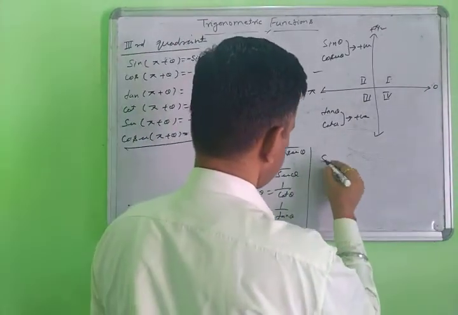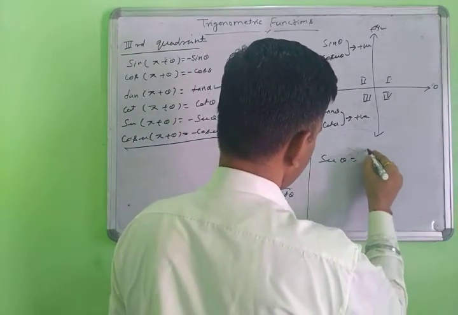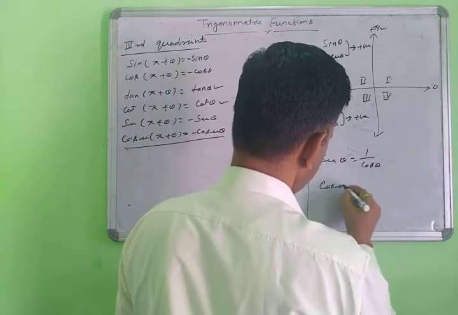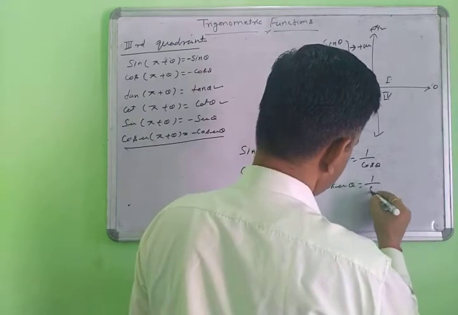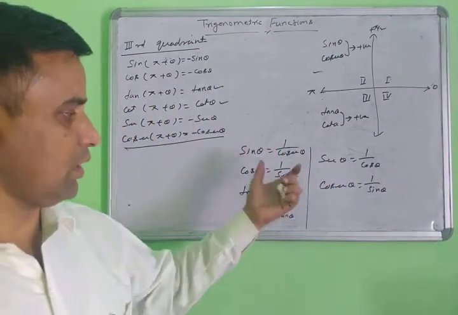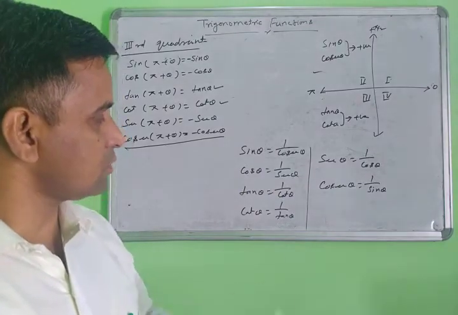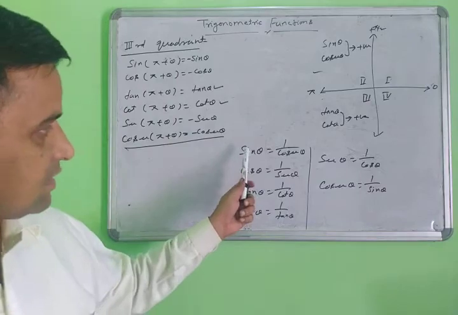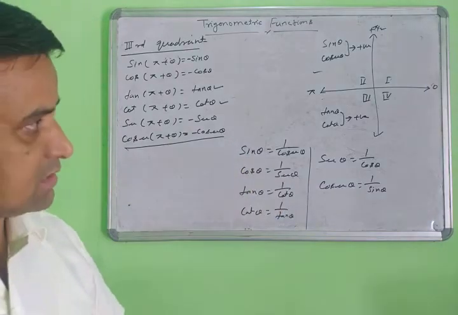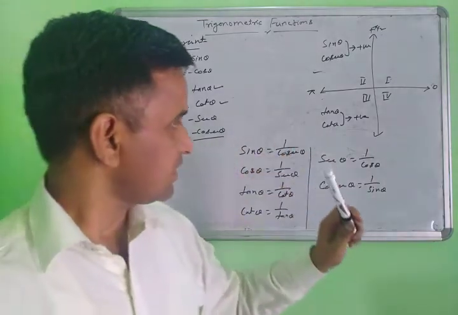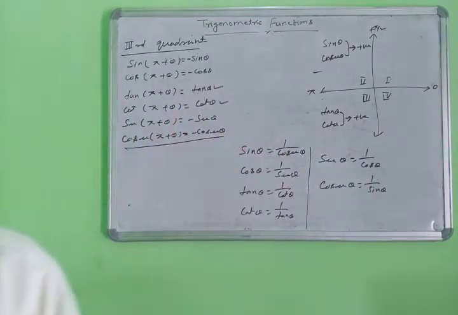Next, sec theta equal to 1 upon cos theta, and cosec theta equal to 1 upon sin theta. So these are the class 10 identities; note them down and learn them also. If any problem, then clear your doubts. According to the fourth quadrant, you have already noted it. Then note down the next part.